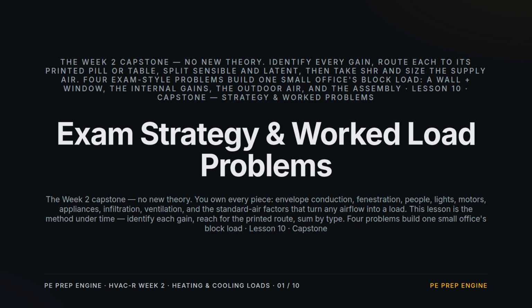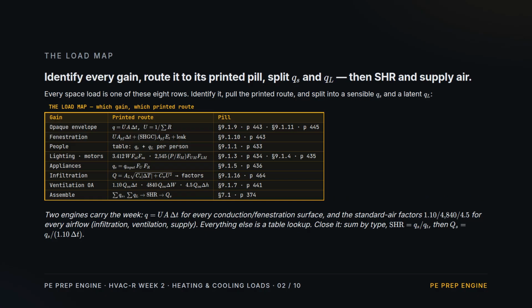We'll build one small office's block load in 4 moves: a wall and window, the internal gains, the outdoor air, then the assembly into a peak load, sensible heat ratio, and supply airflow. The load map, 3 moves on every load.